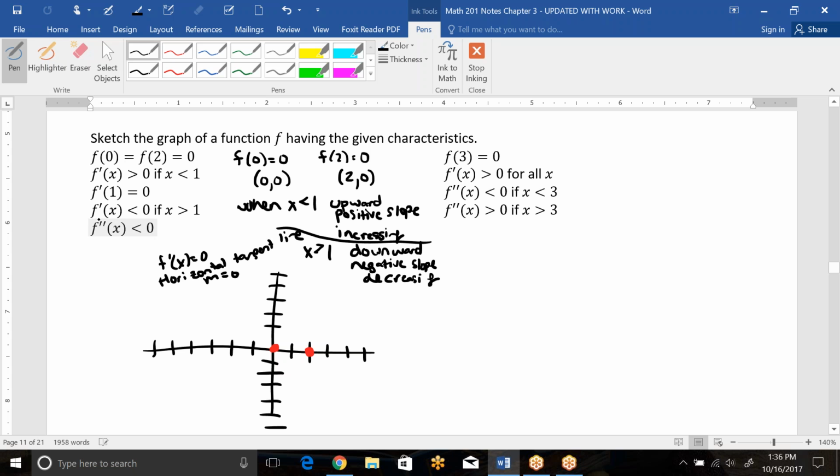Okay, and this says f double prime of x is always less than 0, so that means we're concave down. Now we don't have to know how high this point actually goes, and in fact I probably should not have even drawn any y points, so let's just take those off.